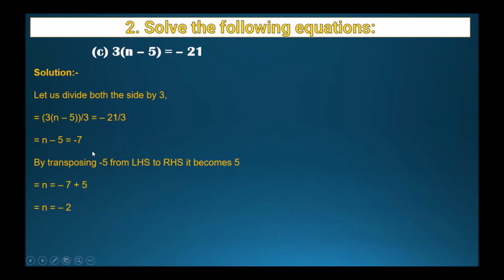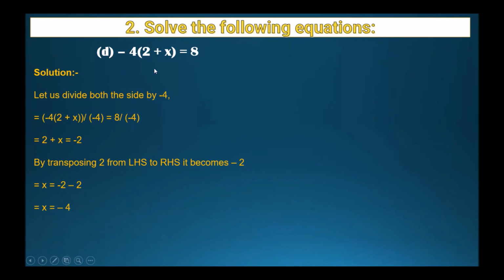Next, 3 bracket n minus 5 equals minus 21. So we will divide both the sides with 3. So this 3 will cut. So n minus 5 equals minus 7, that is, minus 21 divided by 3 is minus 7. Now we will bring this minus 5 to this side, so it will become plus 5. So n equals minus 7 plus 5. So n equals minus 2. Why minus 2? Because the negative sign is with the highest number.